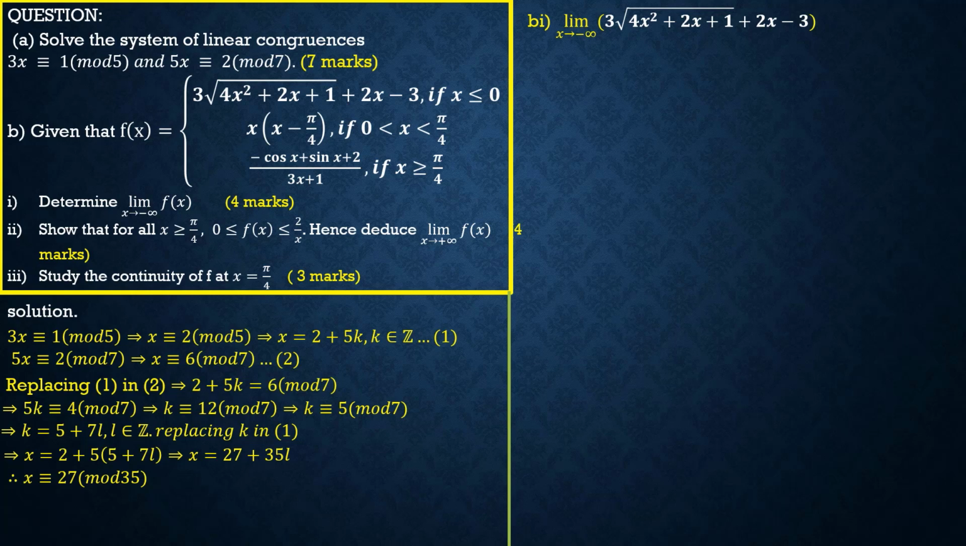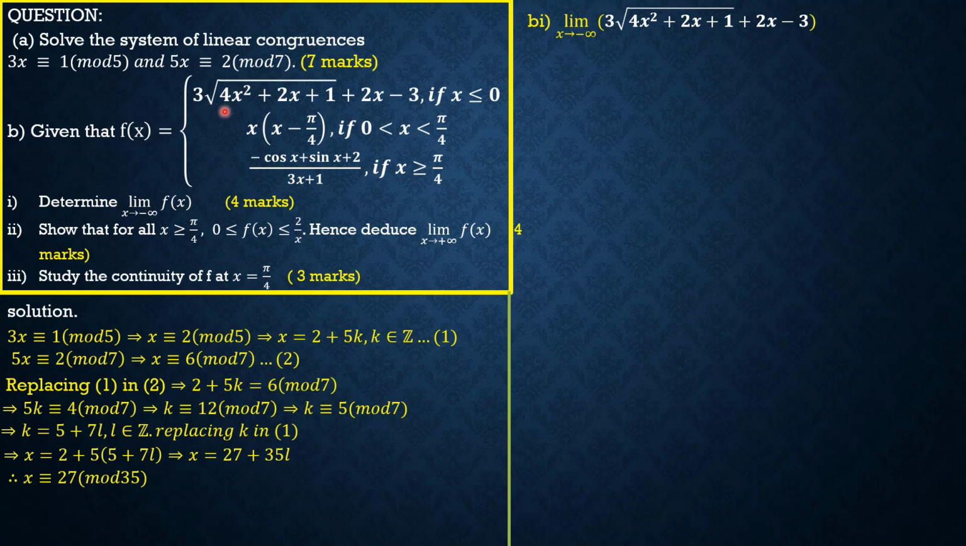Now the next question says we have to evaluate the limit. So if we have a function, first of all, which is defined on a given interval, so we have 3 times the square root of 4x squared plus 2x plus 1, plus 2x minus 3 if x is less than or equal to 0, and so on and so forth. Now we want to deduce the limit as x approaches negative infinity. So we see that negative infinity will be found in the domain where x is less than or equal to 0. It cannot be found here, neither can it be found here. So we are going to evaluate the limit at negative infinity.